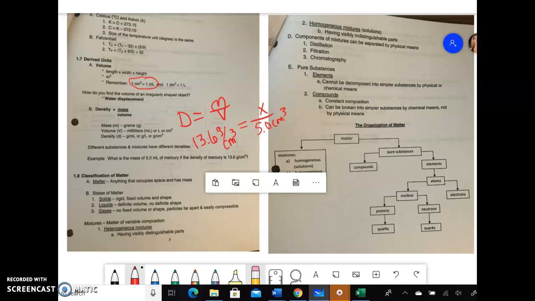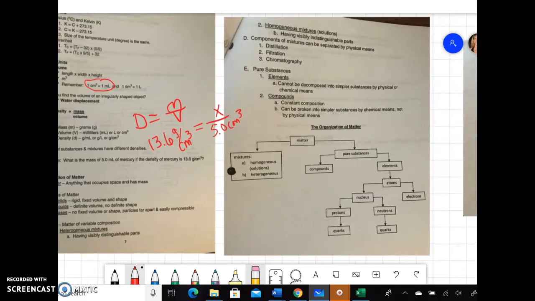And something different would be like a chocolate chip cookie. If you break it in half, you might have 2 chocolate chips and I have 3, so it's not mixed uniformly. So that's going to be heterogeneous. There are some ways that you can separate them. It's not too difficult to separate mixtures.